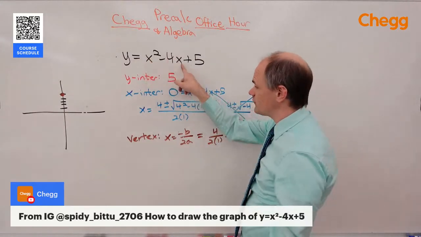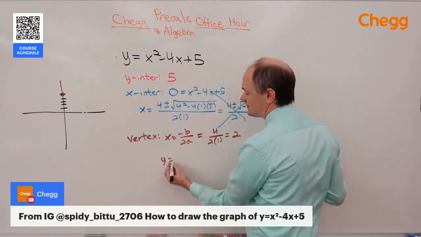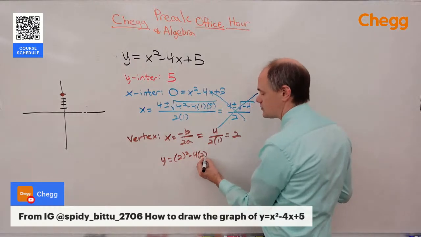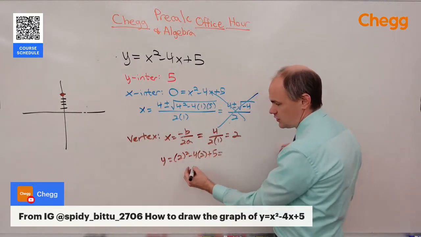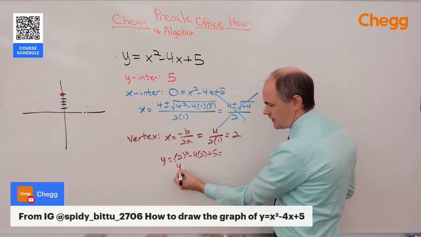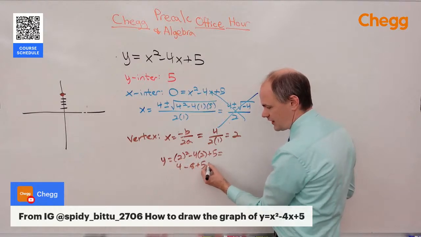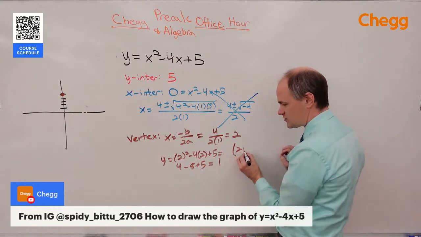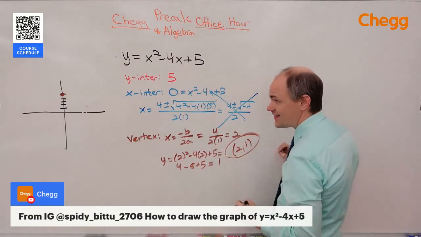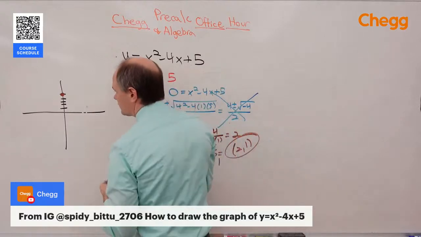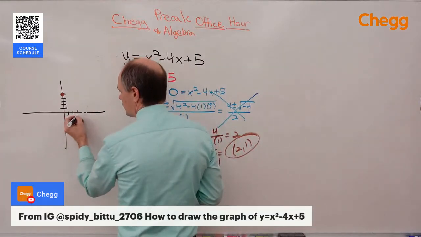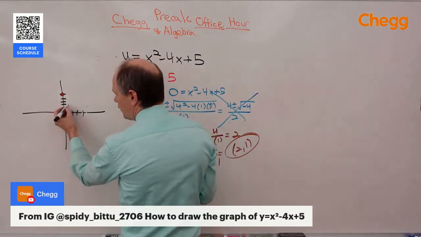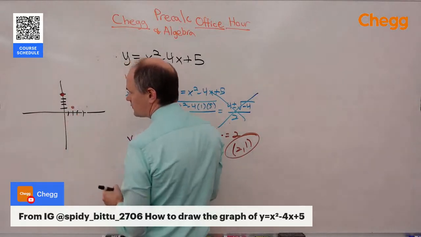To find the y, we just have to plug it into the function. So y is equal to 2 squared minus 4 times 2 plus 5. 2 squared is 4, minus 8, plus 5. 4 plus 5 is 9, minus 8 is 1. So x is 2, y is 1, that is my vertex. So let's go 1, 2, 3, 4. So that we can say x is 2, y is 1, there's the vertex.